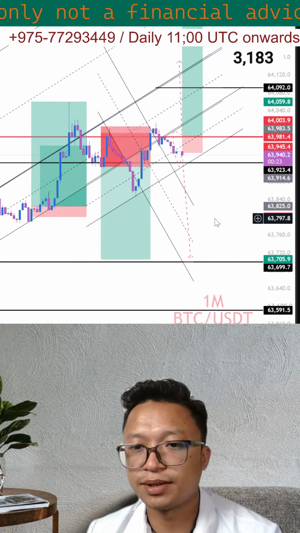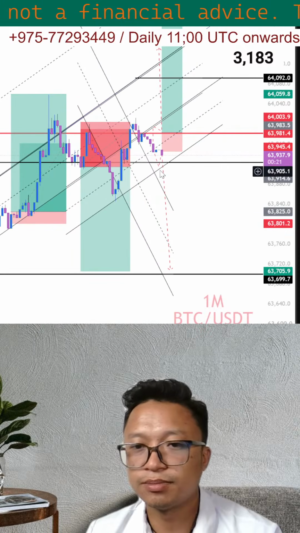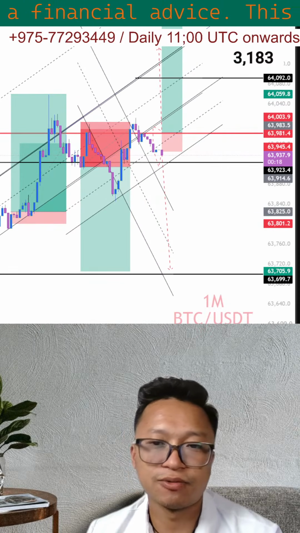Let's try to wait for BTC as well. Below these levels it stands for short positions again one more time.